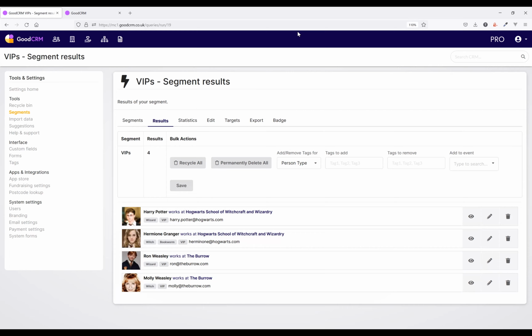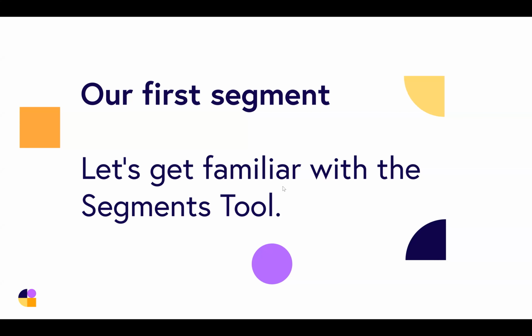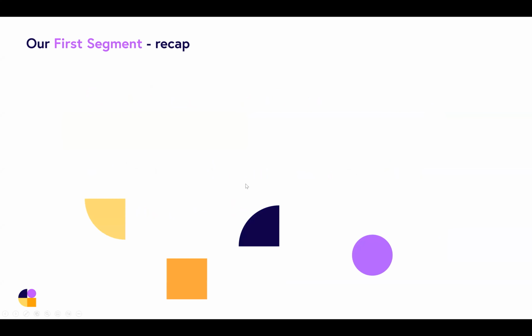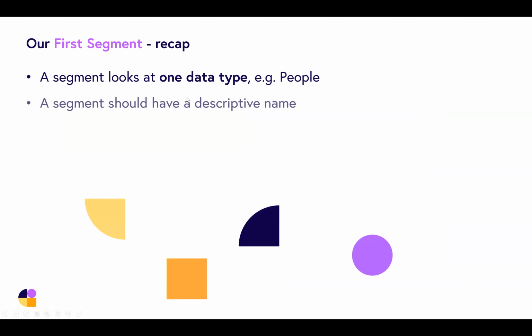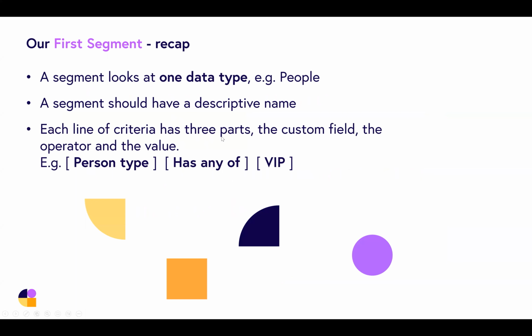Okay. A little bit more complex. Just to recap on our first segment, each segment looks at one type of data, for example, people, as we looked at in that last example. The segment should have a descriptive name because we can go back to it and use it in the future. And each line of criteria has three parts: the custom field, the operator, and the value. So for example, person type has any of VIP.